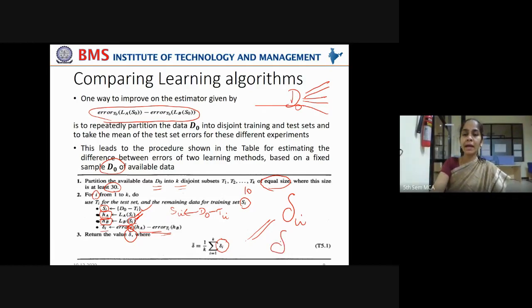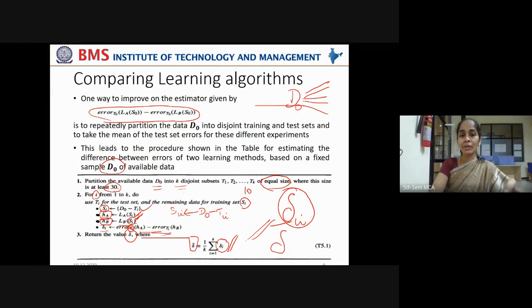Now return delta bar. What is this delta bar? It is the average of all these delta i. That is indicated here, sigma i equal to 1 to k. For every partition, find delta i, that is the difference in the errors between the two hypotheses with respect to the test set. Take that sum, and take the average by dividing by k, the number of partitions. That gives you the average test set error across all the partitions.